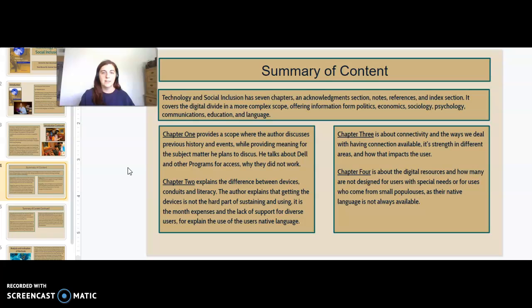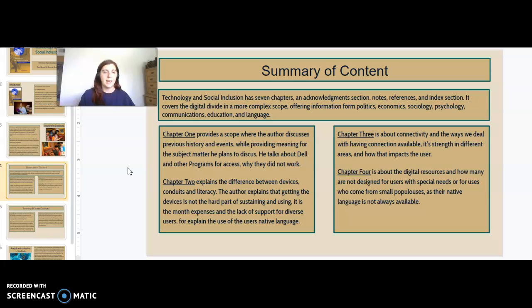Inside the book, there are 7 chapters. These include the chapters and then the acknowledgement section, notes, references, and index section. In Chapter 1, the author provides a scope, and he's going to talk about the Dell computer, technologies in the past, how we moved from corresponding with letters to going through the radio, and now we learn online and we can use the web online. In Chapter 2, he explains the differences between devices, conduits, and literacy.